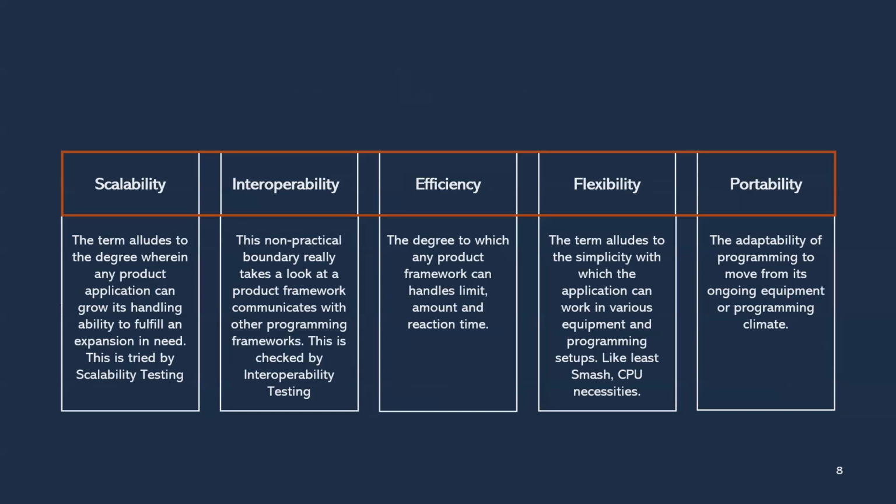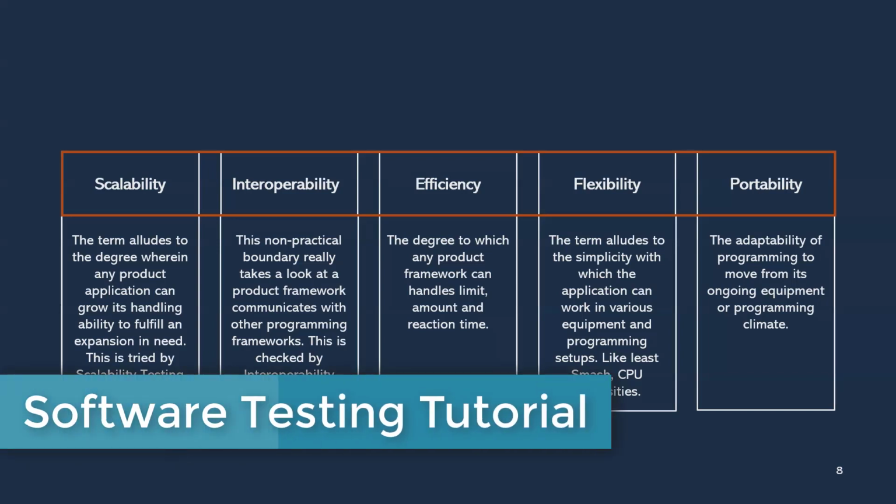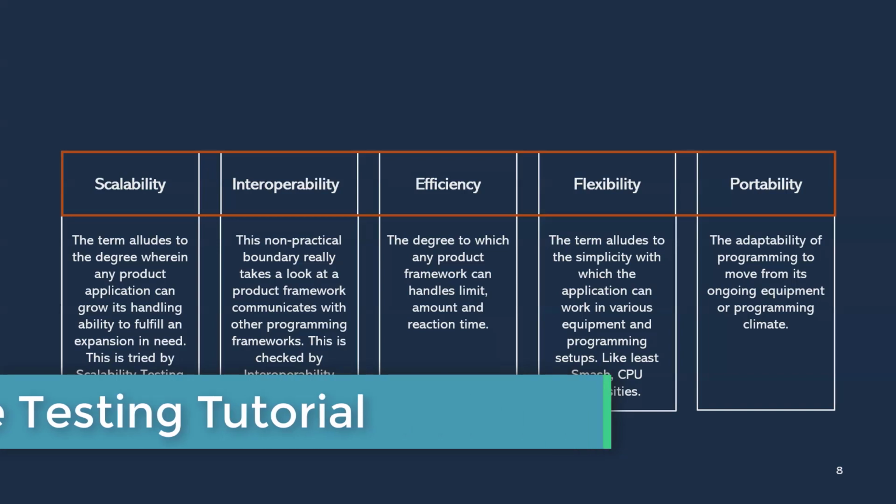of any application for verifying non-functional testing. The interoperability parameter looks at how the software system communicates with other software systems, which is checked by interoperability testing. Efficiency is the degree to which any software system can handle capacity, quantity, and response time. Flexibility refers to the ease with which the application can work on different hardware and software configurations, like minimum RAM and CPU requirements. Portability is the adaptability of software to move from its current hardware or software environment.